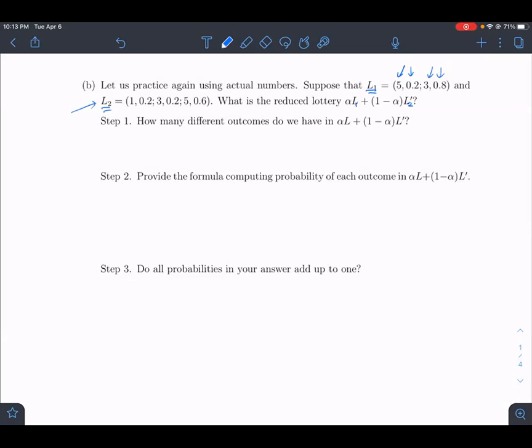So how many different outcomes do we have? 5, 3, and 1. So we have 3 different outcomes. Okay, so after knowing this, now we can get a reduced lottery, alpha L1 plus 1 minus alpha L2. I would put the 3 different outcomes first: 5, 3, 1.